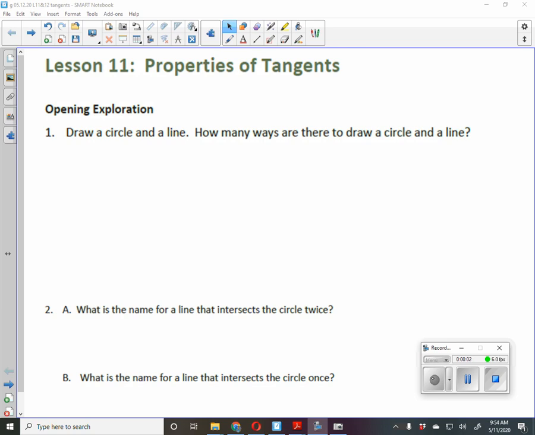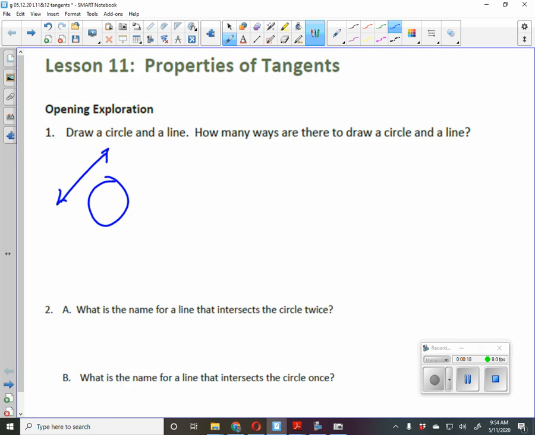Properties of tangents. Number one says draw a circle and a line. How many ways are there to draw a circle and a line? You have to be a little creative with this. I came up with 3: a circle and a line where they don't intersect, a circle and a line where they intersect only once, and a circle and a line where they intersect twice.